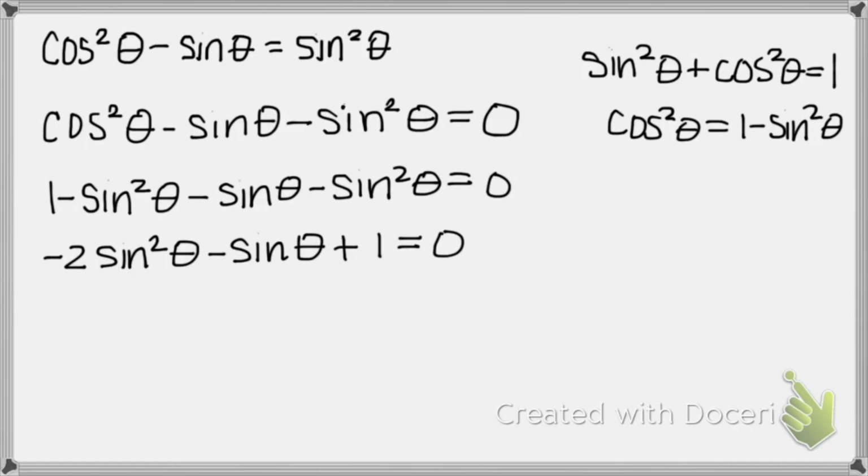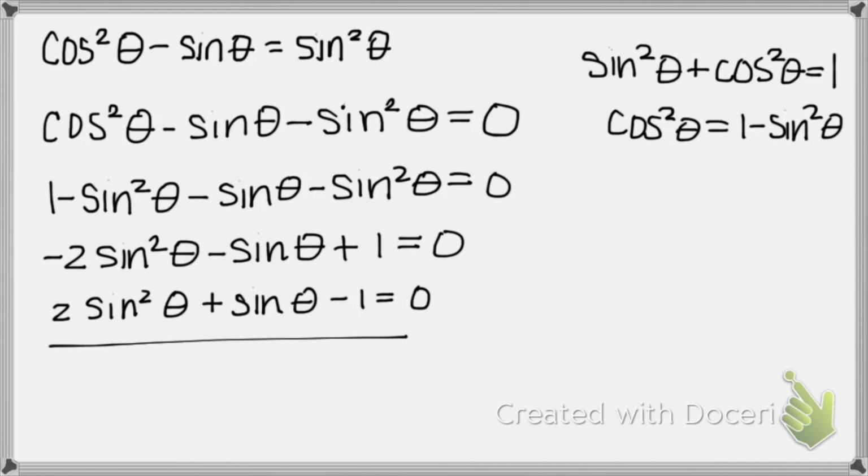I don't like to have a leading coefficient that is negative, so I'm going to multiply through by a negative 1 and just flip all these signs. And now I see I have a quadratic, right? I've got this quadratic, squared, first power, constant. And for that, I am going to set up a FOIL.